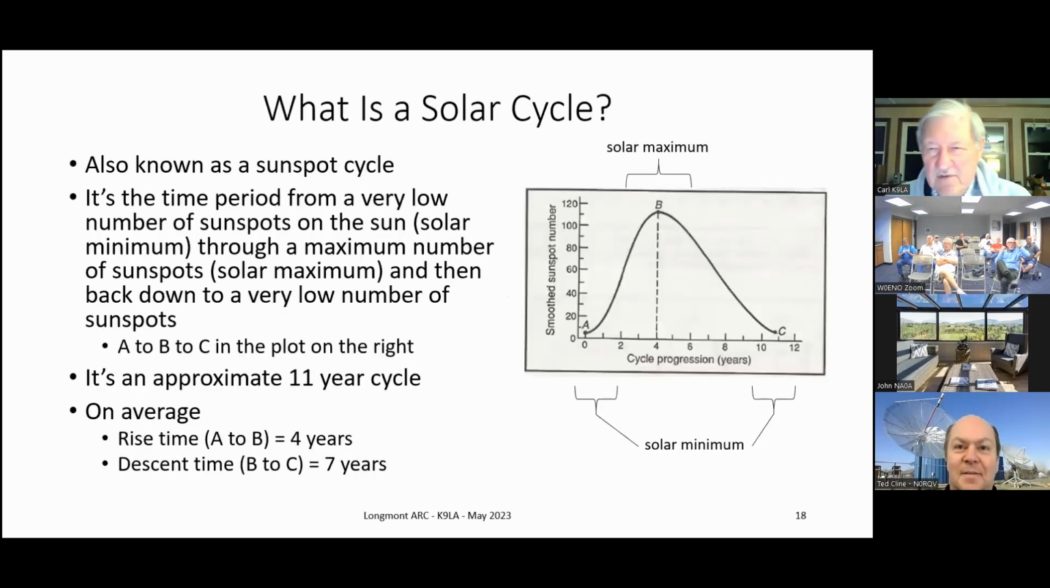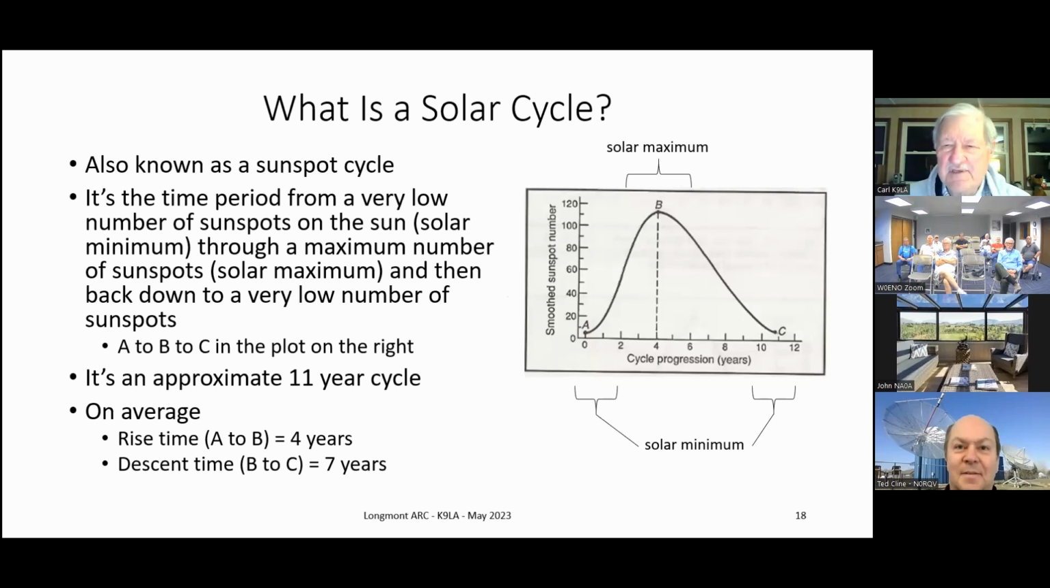So what's a solar cycle? Well, it's also known as a sunspot cycle. Take a look at that sketch on the right. It's the time period from a very low number of sunspots, which is A, through a maximum number of sunspots, which is solar maximum, and that's B on that curve, and then back down to a very low number of sunspots, which is C. So a solar cycle is A to B to C.